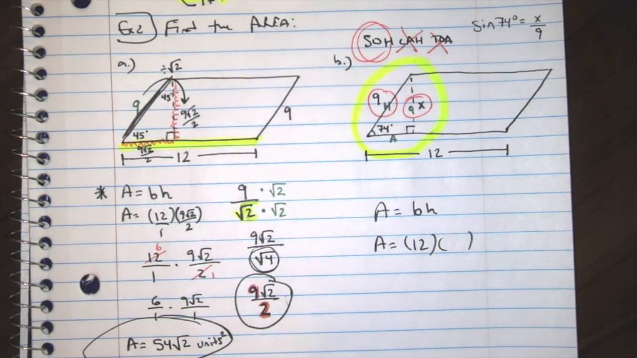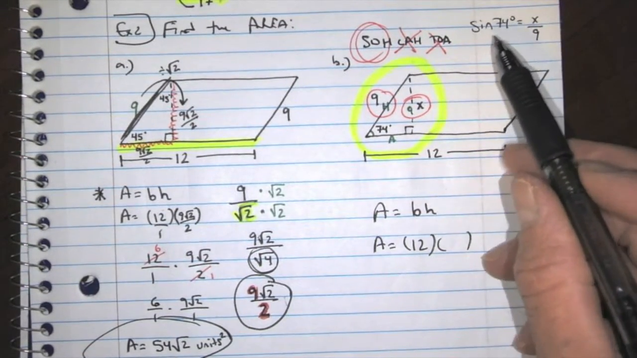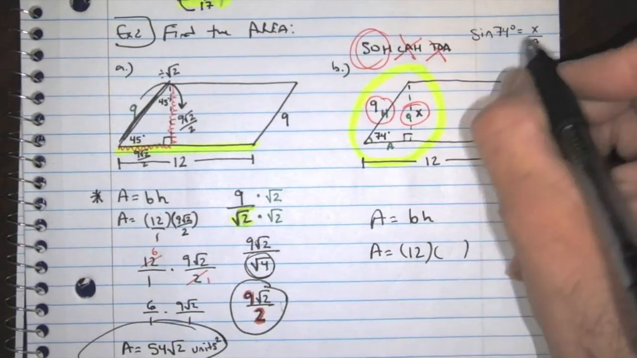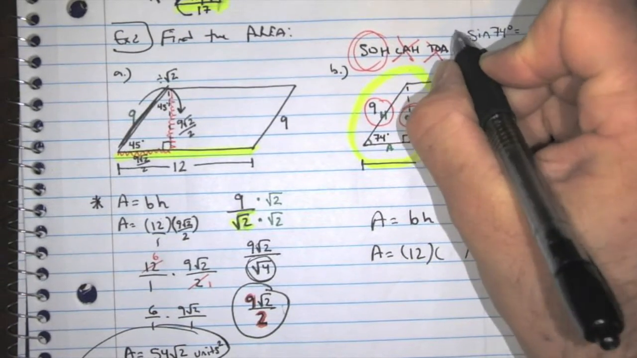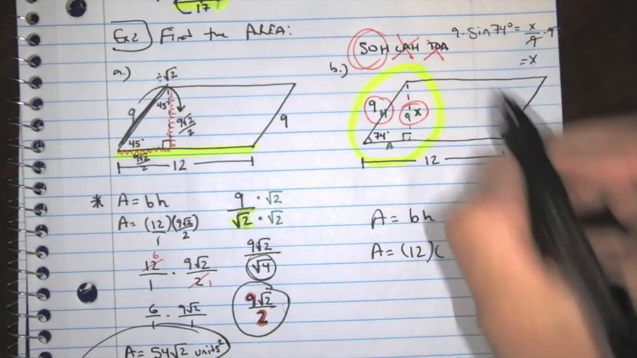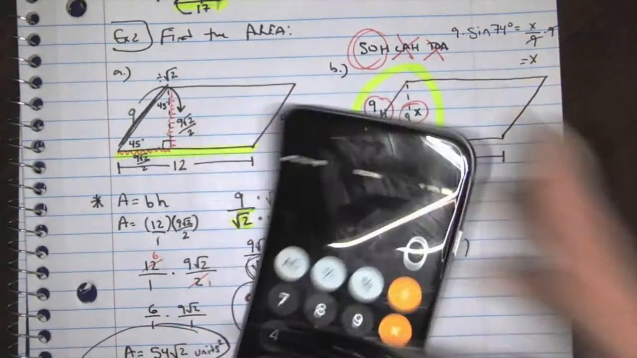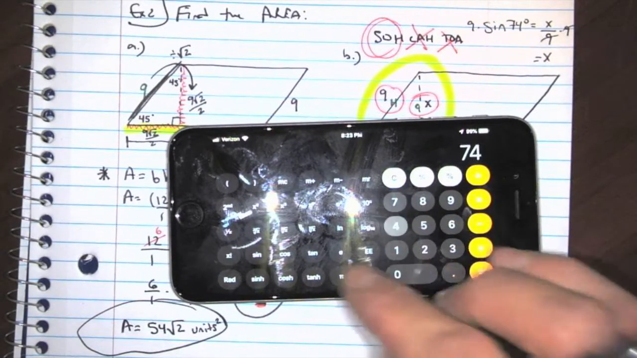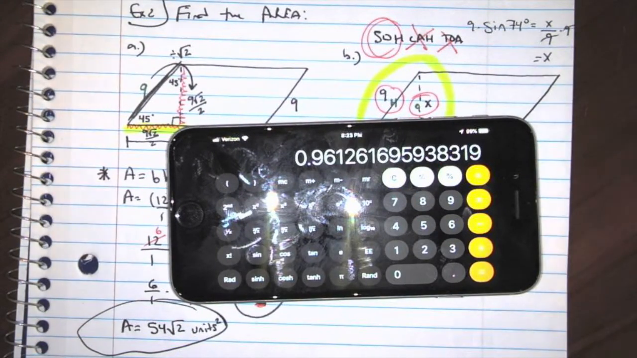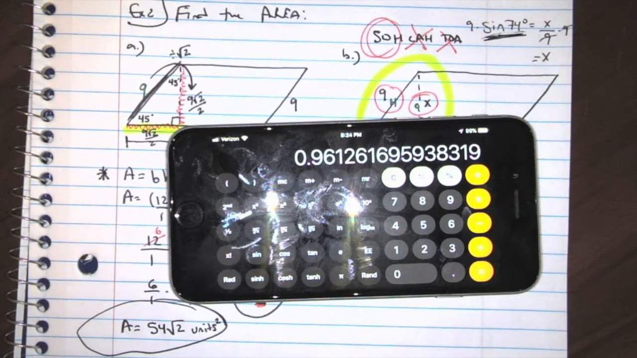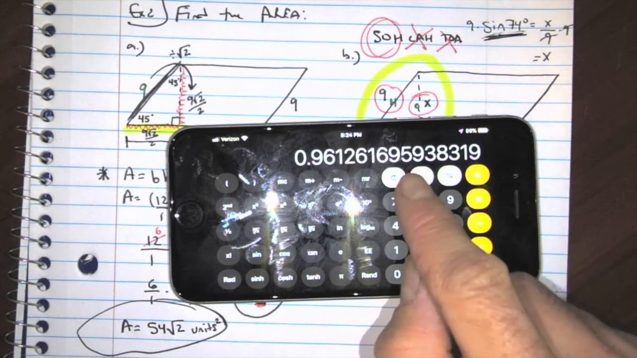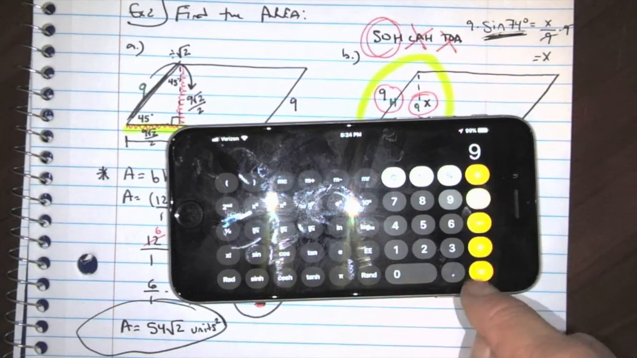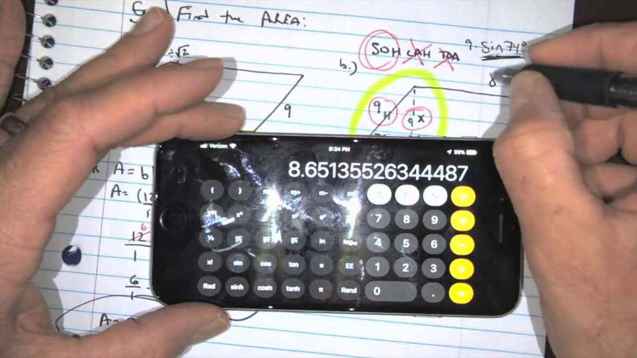If you have a calculator with you, you're going to want to get it, because you're going to need to use your calculators tonight in your homework. There's going to be some SOHCAHTOA, not everywhere, but just on a couple of questions. Multiply by 9 on both sides. X equals, I'll just punch that in the calculator. The sine of 74 is a very long decimal. Keep it in your calculator. Now multiply that number by 9. X equals 8.65.